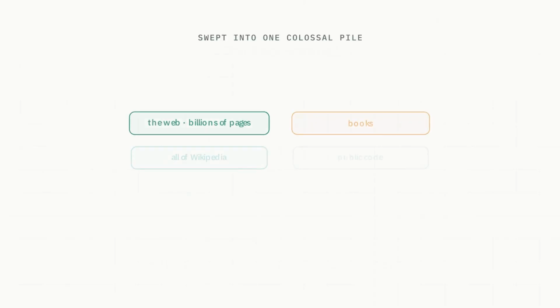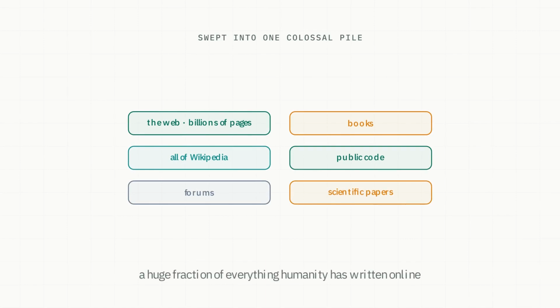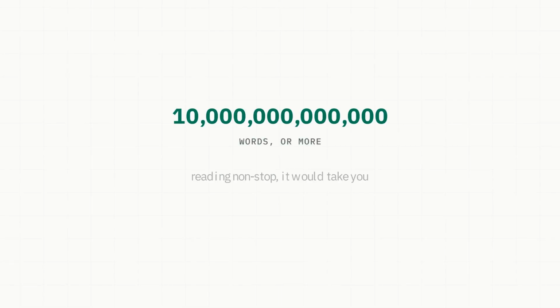Where does it all come from? A huge crawl of the public web, billions of pages, vast digital libraries of books, the entirety of Wikipedia, enormous archives of public code, discussion forums, scientific papers, transcripts. Essentially, a very large fraction of everything humanity has ever written down and put online, swept up into one colossal pile. And the scale is genuinely hard to picture.